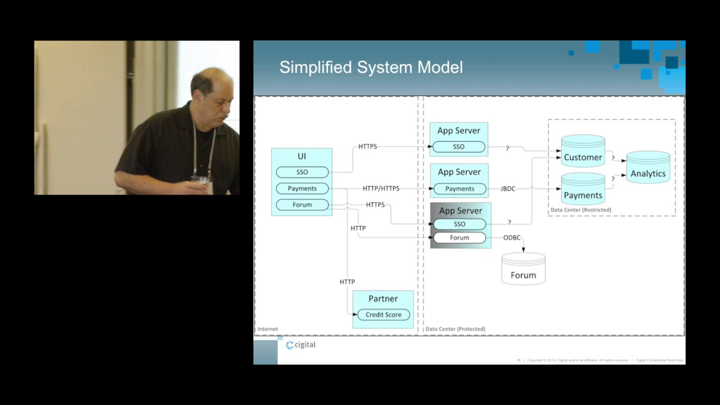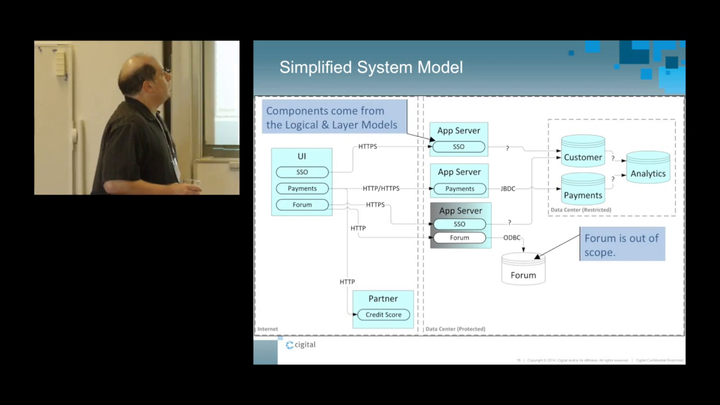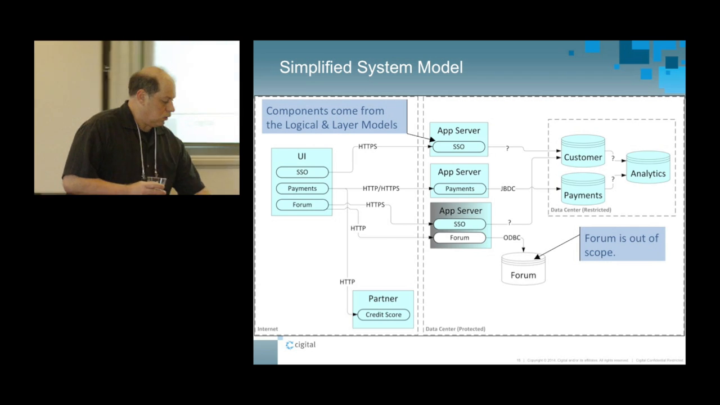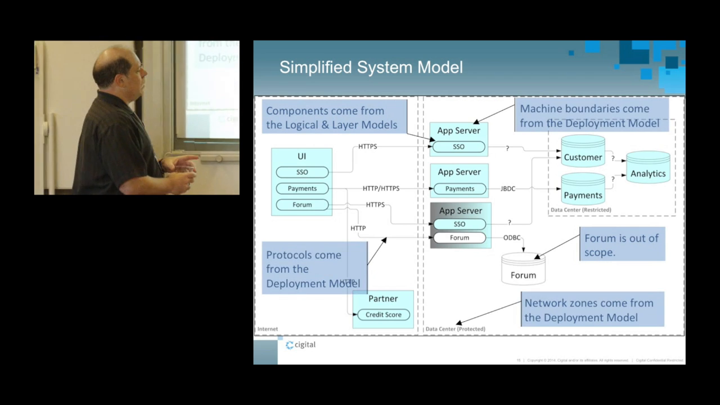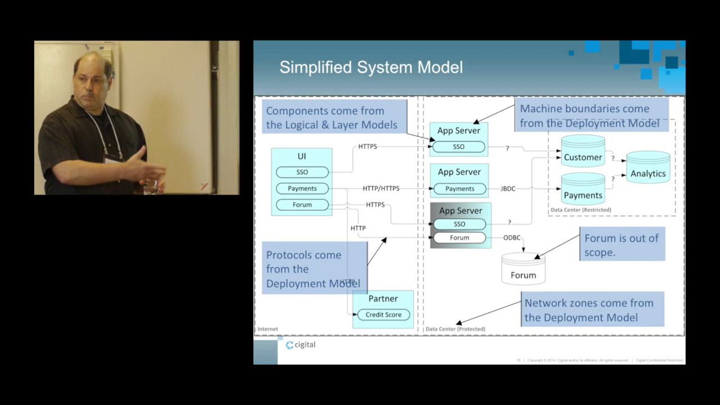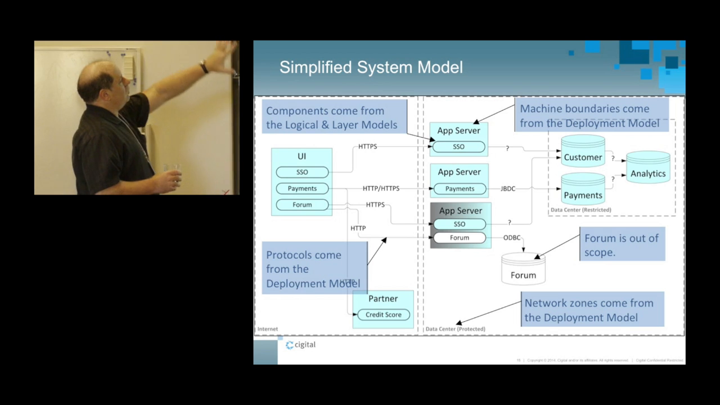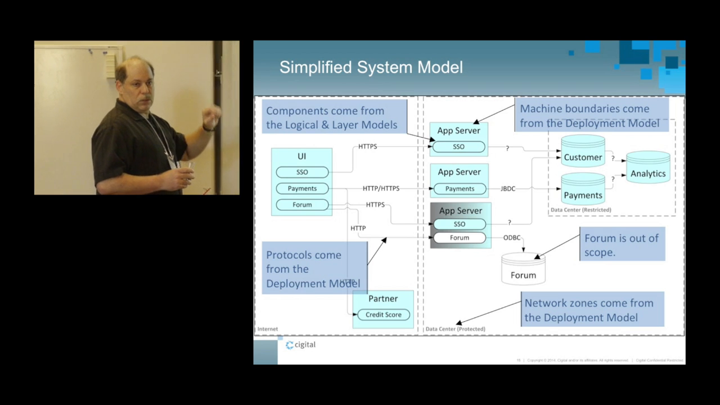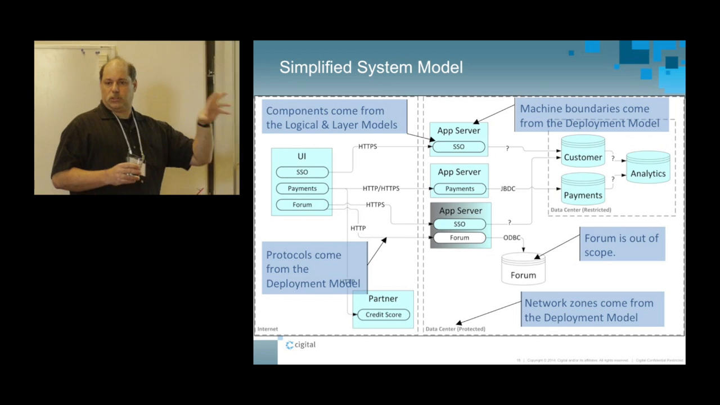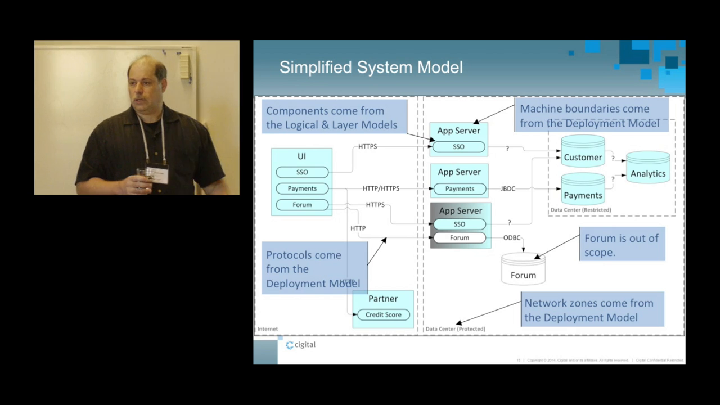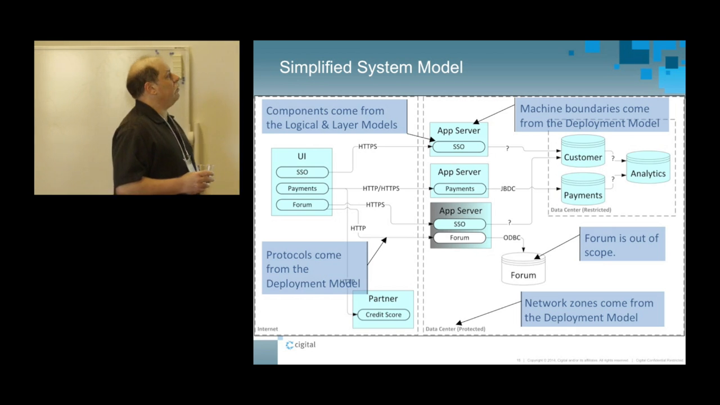So it's a view of the system. Now this view, let me just get them all on the board. Different parts come from different sources of information. The components are starting to come from the logical and layer models. The logical and layer models are giving us clues as to what components exist in our system, and they start to show up one for one in this diagram.